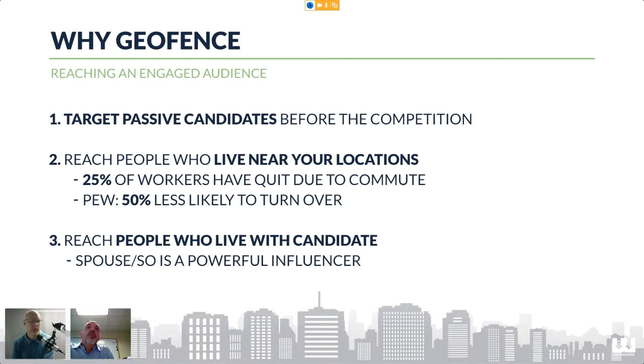We're also able to reach people who live near locations that you want to staff. So, two things. When we started WorkHere, we started on the whole premise that location was super important. Pew did some research and said people who live within 5 miles of work are 50% less likely to turn over. Our own research corroborated that. And then we found out that 25% of workers have quit their jobs because their commute was bad. So if you recruit people who live close to work, they're less likely to turn over, and it really does work.